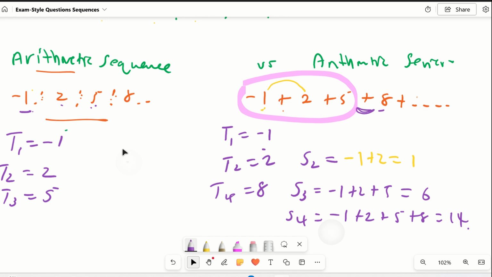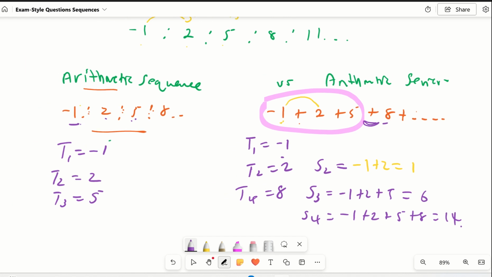Are we all happy with what a series is and the difference between an arithmetic sequence and a series? This is nice.